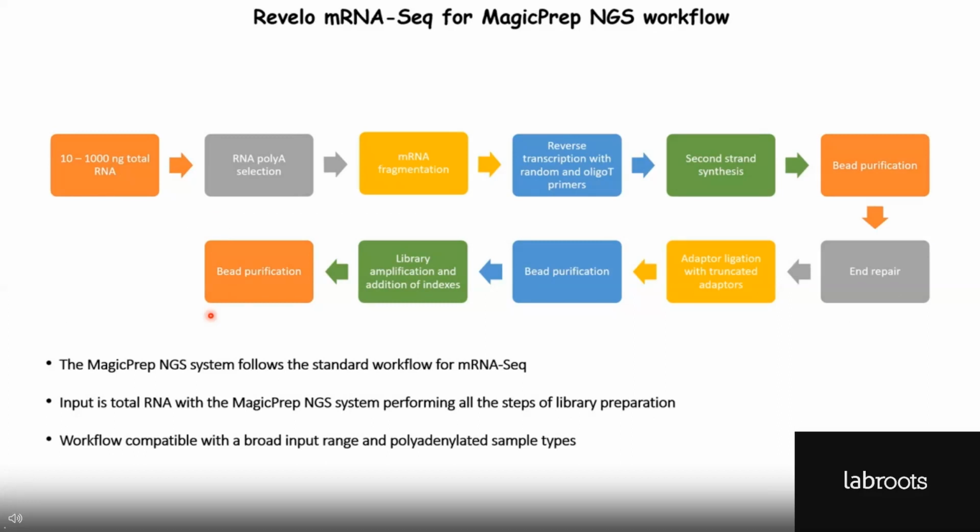You can do anywhere between 10 to 1,000 nanograms. It does the usual steps that you have located in a manual library prep, but you don't have to pipette. That's what I'm trying to get at. So you just have to walk away with just inputting this RNA, and it will do all these steps of fragmentation, reverse transcriptase, purification, repair, adapter ligation, barcoding, and so on and so forth, and you get a very neat library at the end of it.